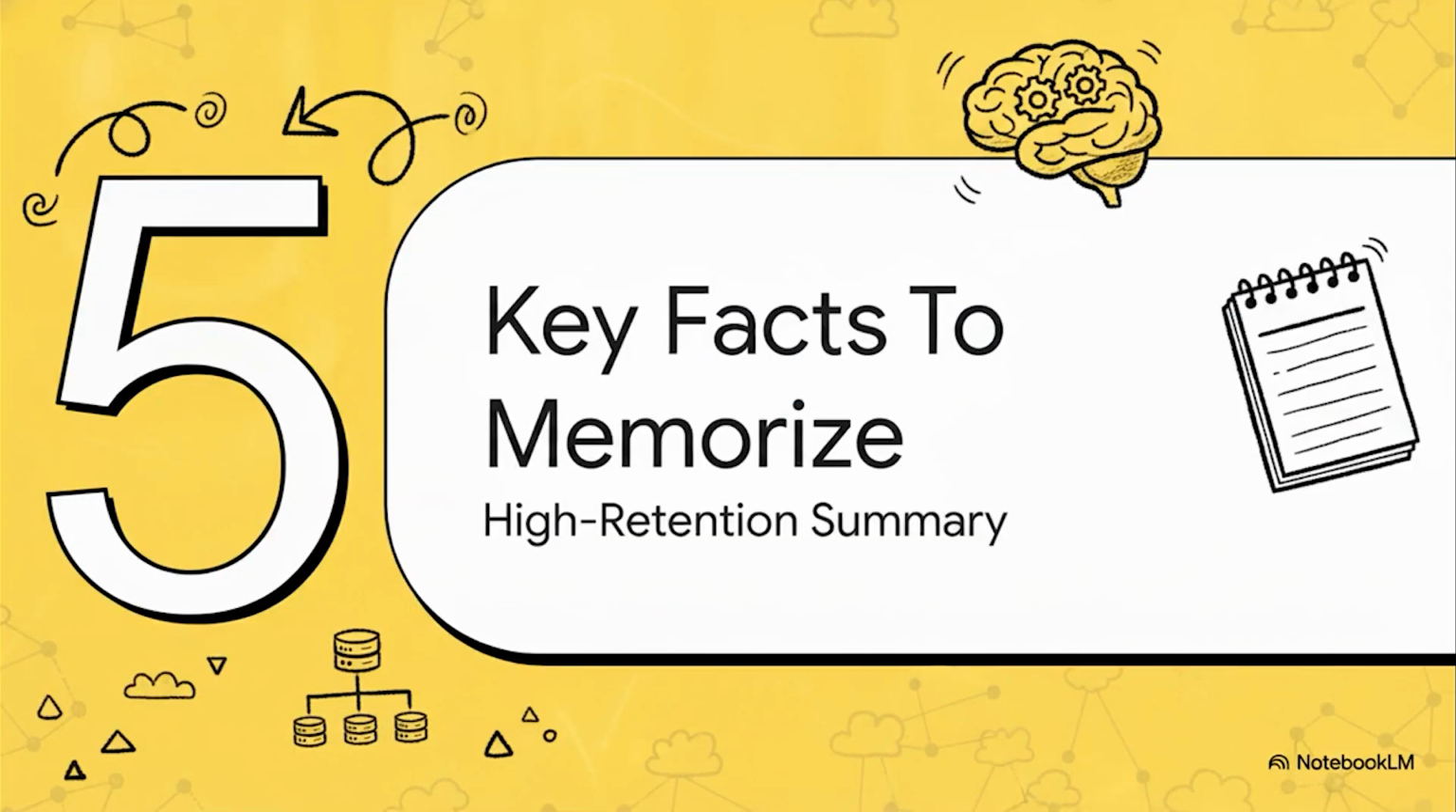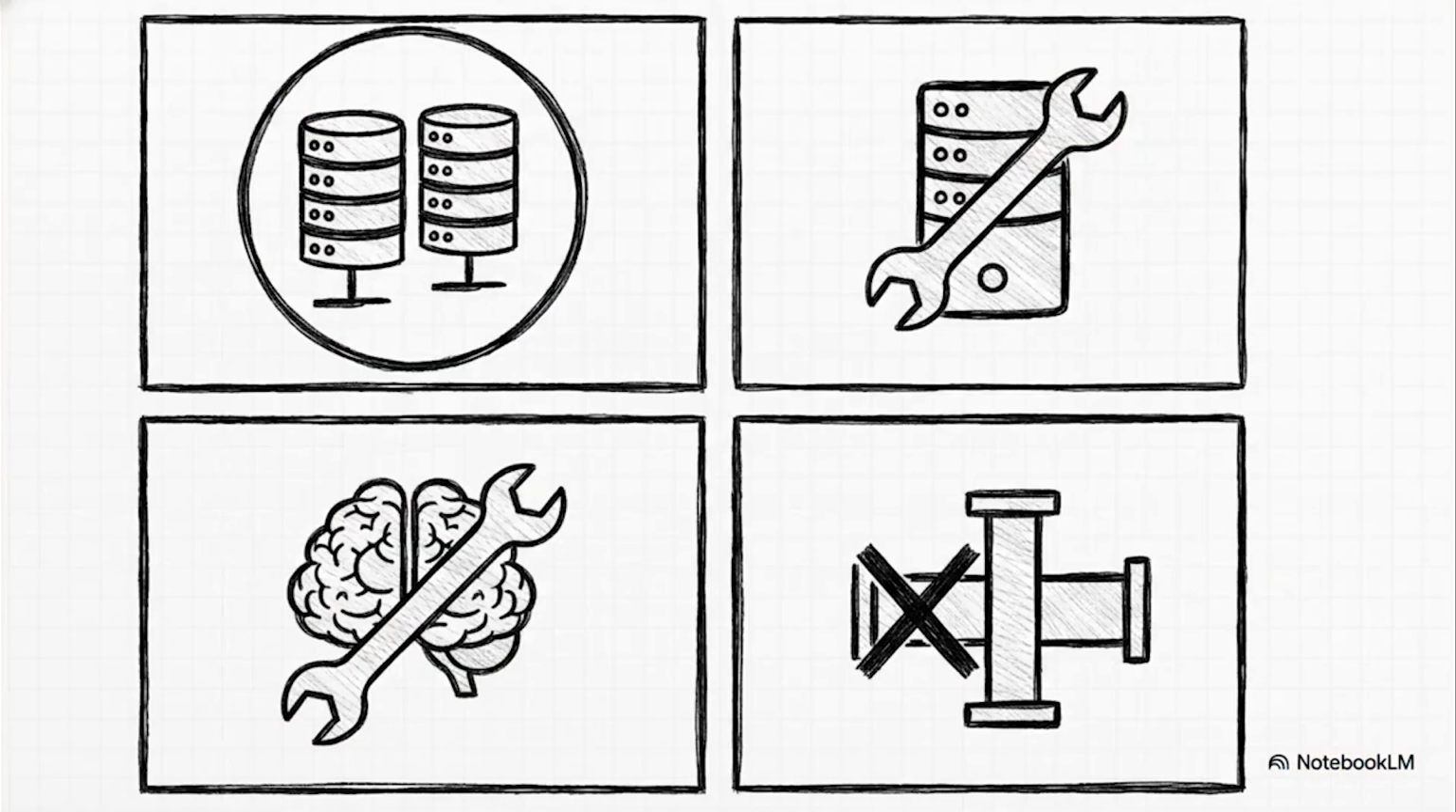Section 5, Key Facts to Memorize. Take a mental screenshot of this list right here. These are the 4 absolute non-negotiable facts you need from today. Number 1, CVMs and hypervisor hosts must share the same subnet.